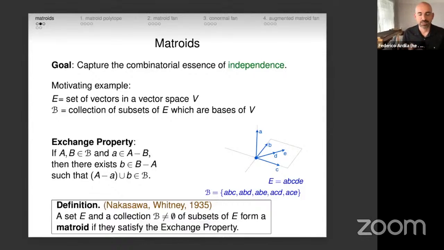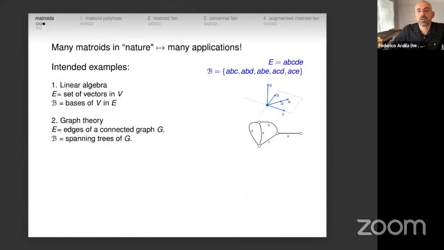This is a fun linear algebra exercise, and it's really at the heart of matroid theory. And so matroids are basically going to abstract this by saying that a matroid is going to consist of a set E and a collection of subsets that satisfy this exchange property. Okay, so any collection of subsets that satisfy this basis exchange property is going to get the name of a matroid. Now, there are many matroids in nature which are going to lead to many applications. And matroid theory started from two big examples, one in linear algebra and one in graph theory.